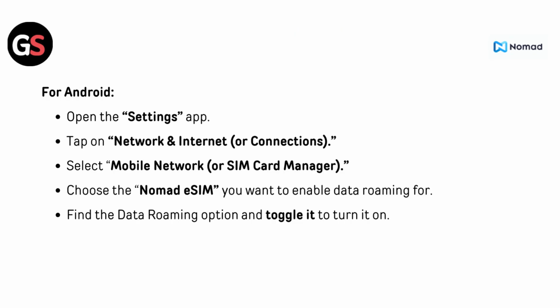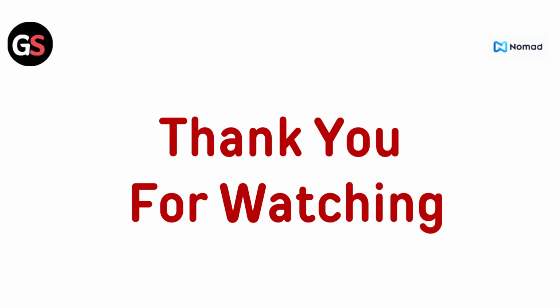For Android, open the Settings app, tap on Network and Internet or Connections, select Mobile Network or SIM card manager. Choose the Nomad eSIM you want to enable data roaming for, find the data roaming option and toggle it to turn it on.